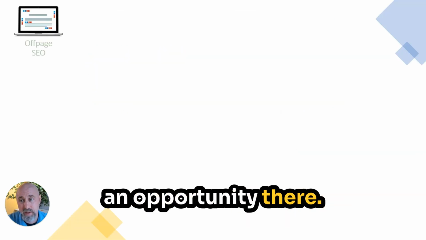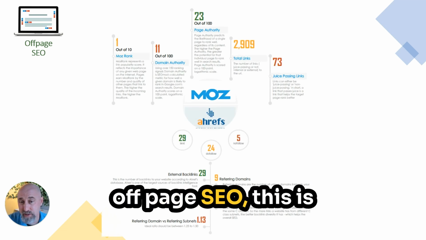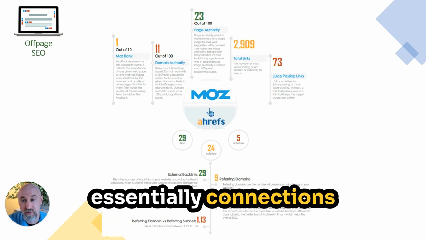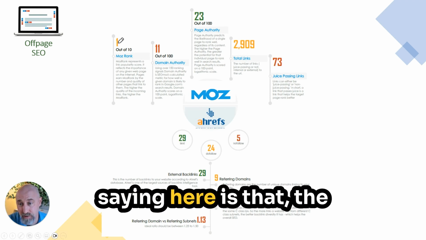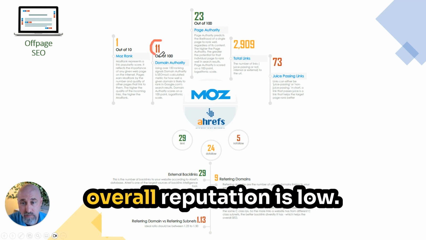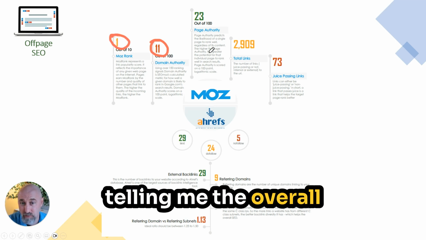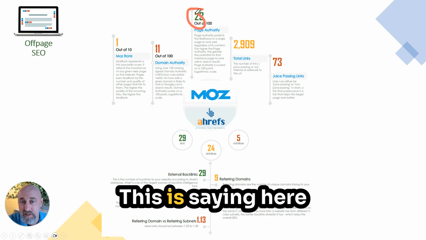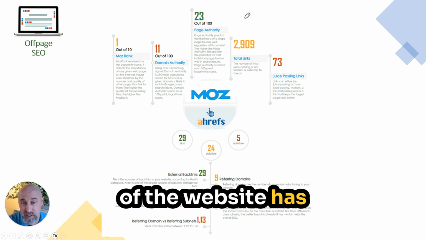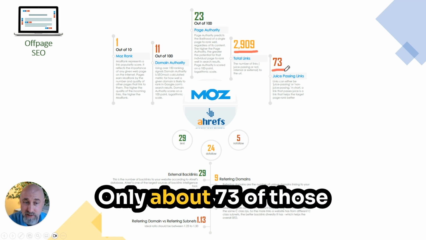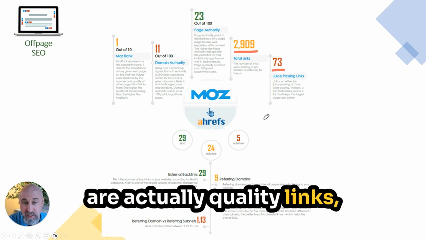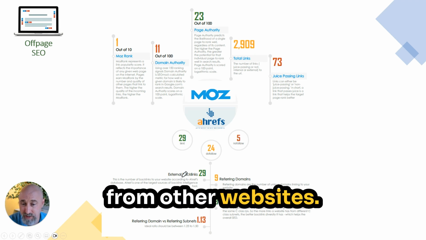If I look here at the off-page SEO, this is essentially connections from other websites. Essentially what this is saying here is that the overall reputation is low. These numbers are telling me the overall reputation is low. This is saying here that the homepage of the website has a higher reputation. It's got about 3,000 links. Only about 73 of those are actually quality links, quality connections from other websites.